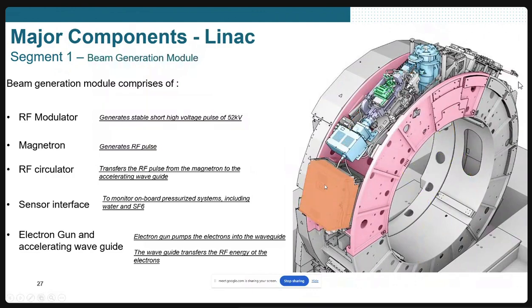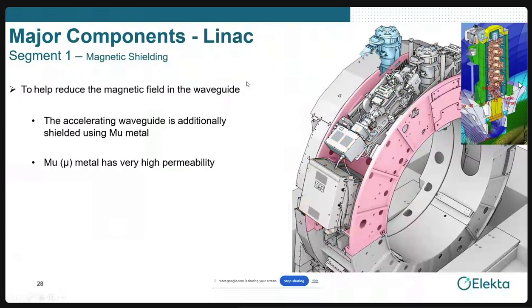Then you have the RF modulator, the magnetron here, then the RF circulator, and then the sensor, similar to a conventional linear accelerator. But the thing is that you should always remember there is a magnetic field of 15,000 Gauss. In MRI you cannot even take a small safety pin inside. So how can you have a linear accelerator? So we have to find a different way.